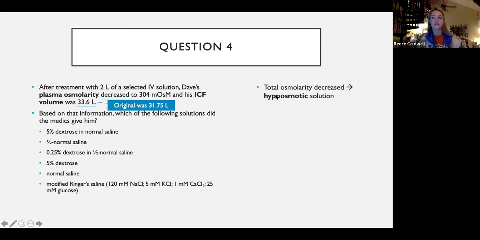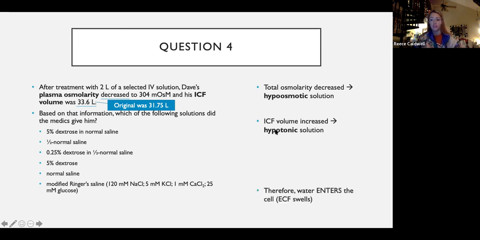So this tells us that whenever that total osmolarity decreases, we're dealing with a hypoosmotic solution. So they gave him a hypoosmotic solution because that original was 305. And this increase in ICF volume tells us that they treated him with some type of hypotonic solution. Therefore, water will enter the cell. The ECF will swell.